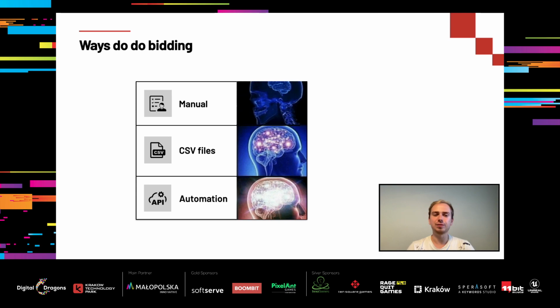The second option, CSV files. Some networks allow you to download a CSV file with current bids, make changes, and upload the file back to the network to apply all the changes. The problem is you still have to manually merge it with your KPIs, which is a lot of manual work. And in case of bidding on subsource level, you might end up with CSV files with thousands of rows. Not very cool.